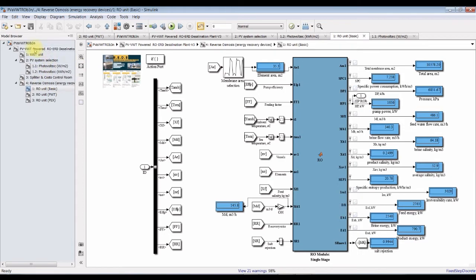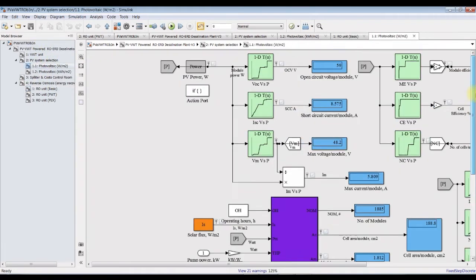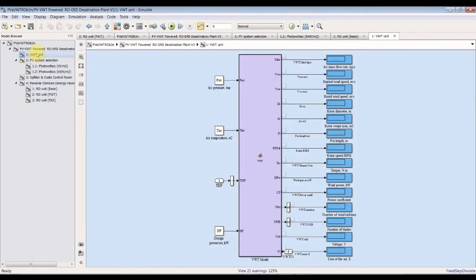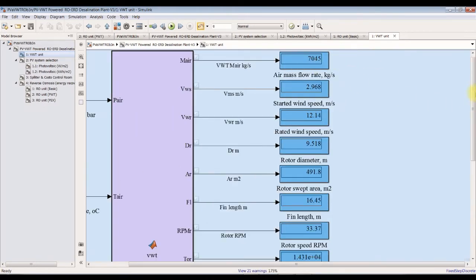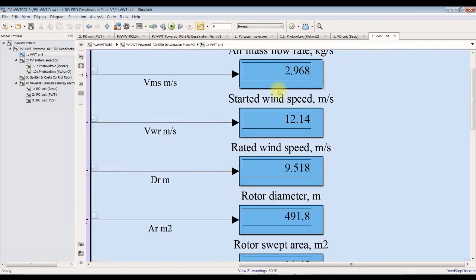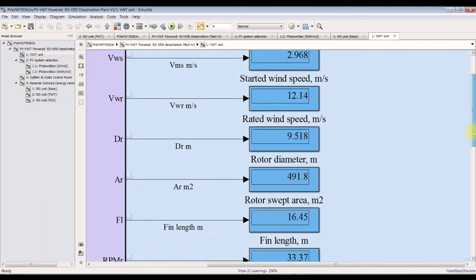Okay, for this we have to watch our photovoltaic system. Let's see. Sure, we divided our load between vertical wind turbine and photovoltaic. Let's go first for vertical wind turbine. Okay, this is mass flow rate. This is starting wind speed, it's 2.9. Rated wind speed is almost 12 meters per second.